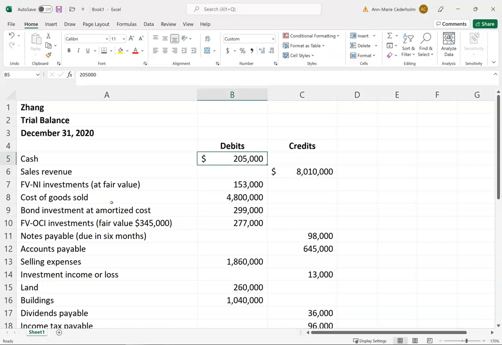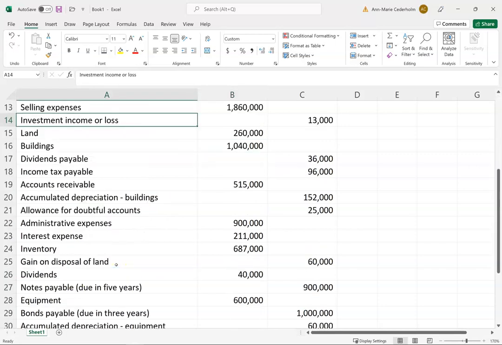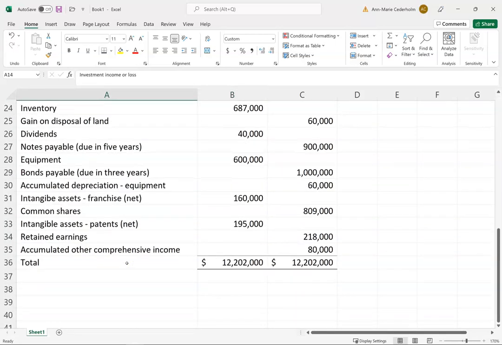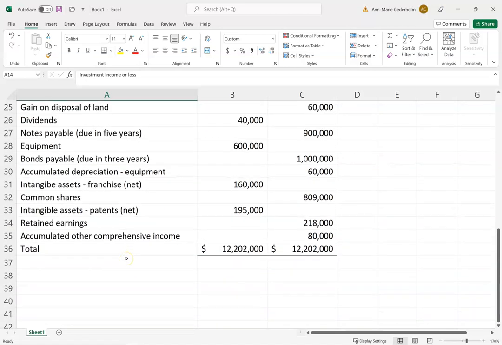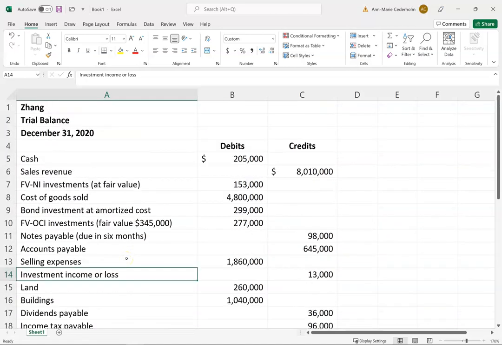In this question, we're going to put together a statement of financial position. Now, there are some adjusting journal entries that need to be made from this trial balance. So this is an unadjusted trial balance. But I thought what I would do first is actually put together the balance sheet from this unadjusted trial balance. And then I'll show you the adjustments that I need to make.